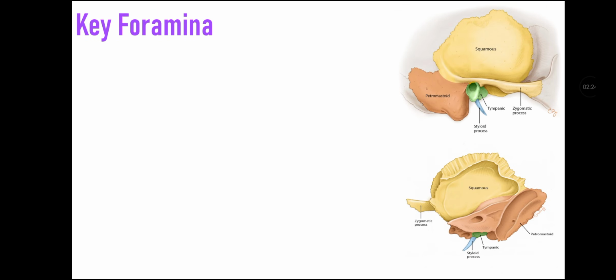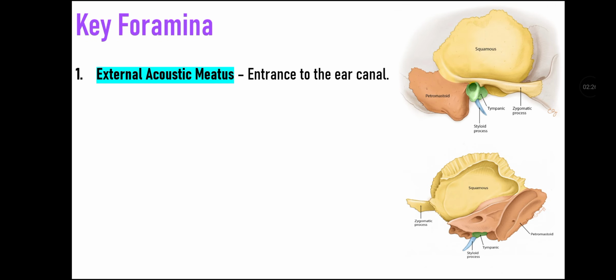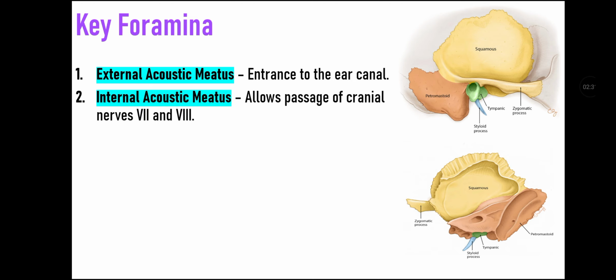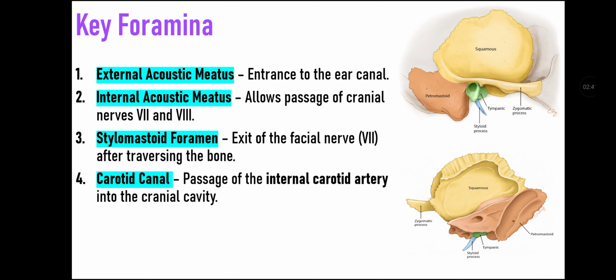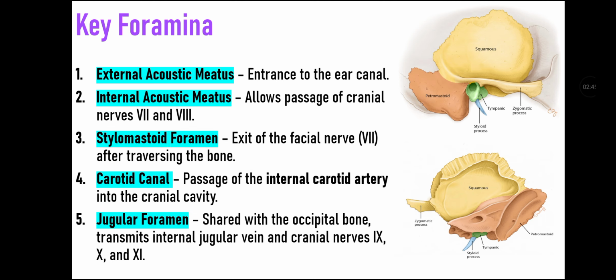Now let's talk about key phenomena of temporal bone. It has external acoustic meatus that is entrance to the ear canal. It has internal acoustic meatus that allows passage of cranial nerve number 7 and 8. It has stylomastoid foramen that is the exit of the facial nerve after traversing the bone. It has carotid canal that is passage of internal carotid artery into the cranial cavity.